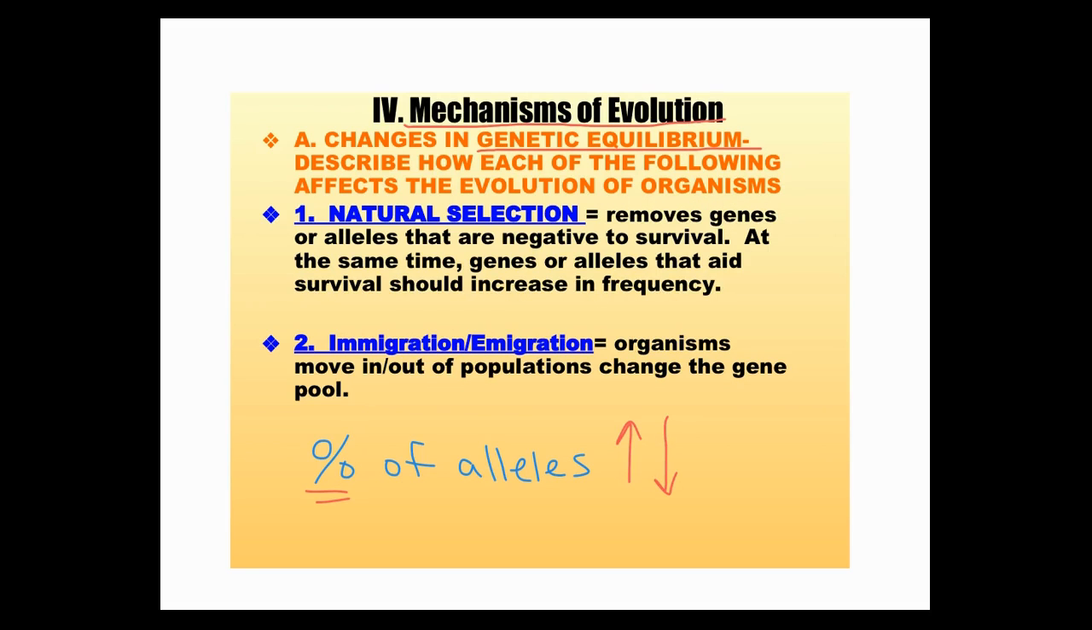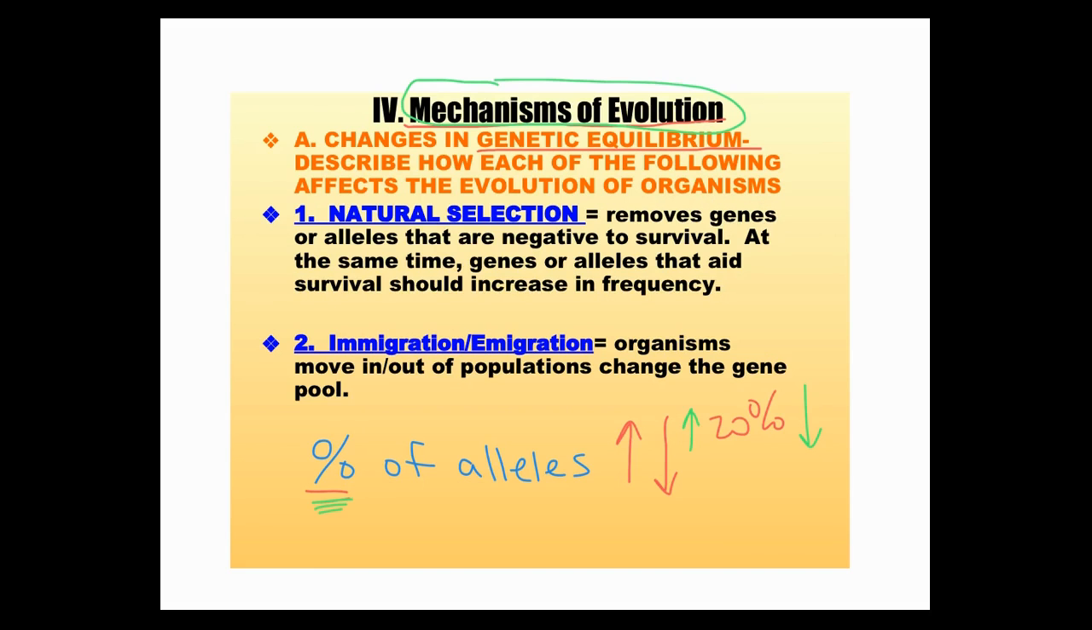So for example, I don't know what percentage of the United States has blue eyes, but let's say 20% have blue eyes. Well, what could cause that percentage to go up? I don't know, maybe 25% or 30%. What could cause it to go down? So these are all the mechanisms of evolution. All it is are things that can cause the frequency or the percentage of these alleles in a population to either go up or go down.